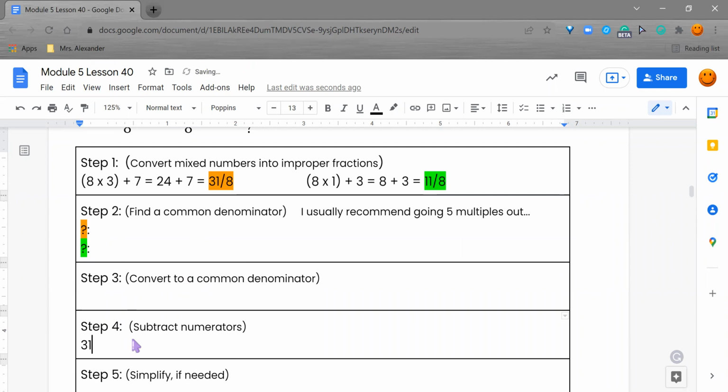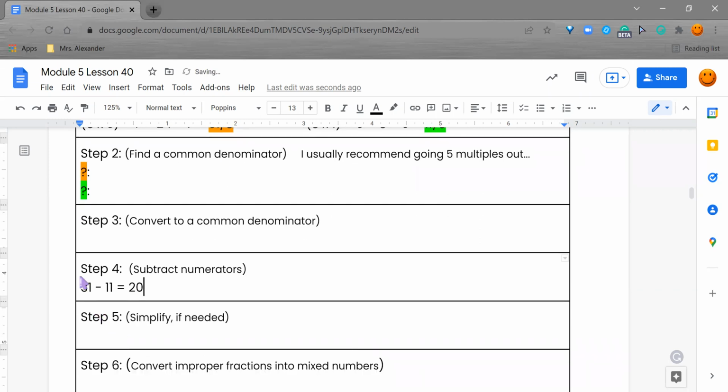And we're going to take that 31 and we're going to subtract 11. We're not always going to be so easy where we can just skip these two. So 31 minus 11 is 20, because 1 minus 1 is 0 and 3 minus 1 is 2. It gives us 20. So we're going to put that over our denominator.